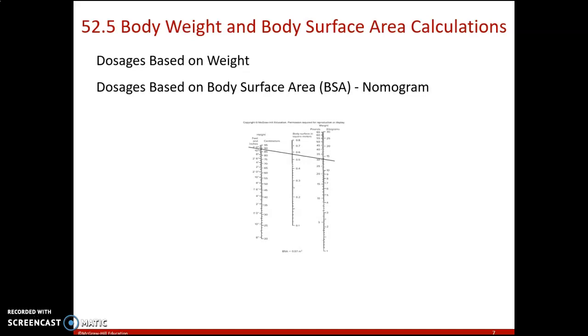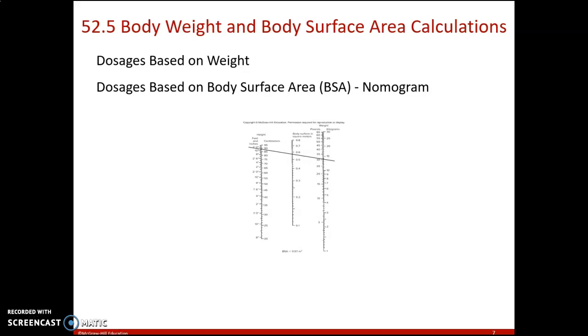The next thing you would do is multiply the number of milligrams per kilogram that the dose is looking for by the weight. So if you had a child that needed 30 milligrams per kilogram per day, and you had a 30 kilogram child, you would multiply 30 milligrams per kilogram per day times 30 kilograms, and you would get 900 milligrams per day.